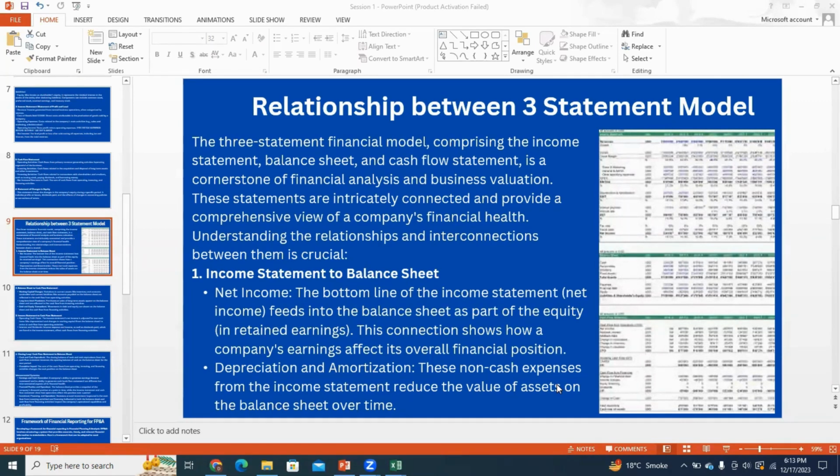Depreciation, amortization, these non-cash expenses from the income statement reduce the value of assets. Yes, as you see, depreciation reduces the value of assets, or the amortization reduces the value of the assets. Yes, these are the non-cash items. That's why we add back in the cash flow statement, and we get the depreciation from the value of asset. There are different methods of calculating depreciation on the balance sheet items as well.